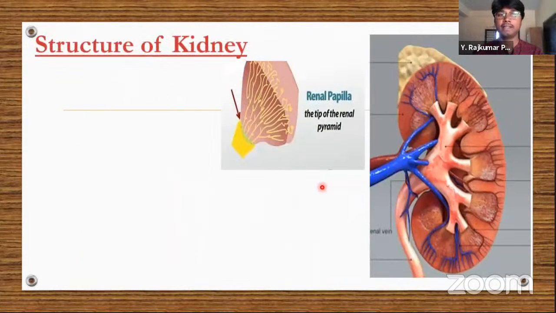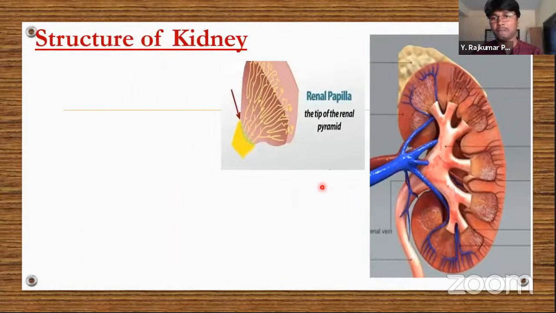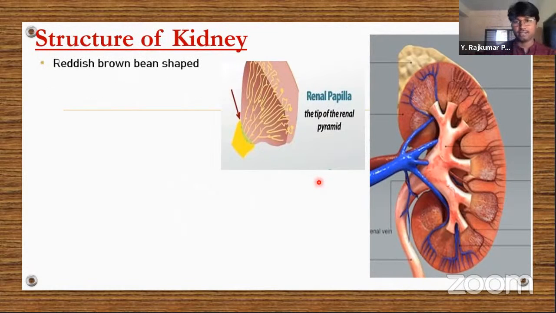Okay, let's see the structure of the kidney now. Kidneys are reddish brown in color, and they are bean shaped. You can see they are looking like a bean, isn't it? So they are reddish brown, the same color which is shown in the slide, and they are bean shaped. And they are called retroperitoneal organs because they are not completely present in the body cavity.